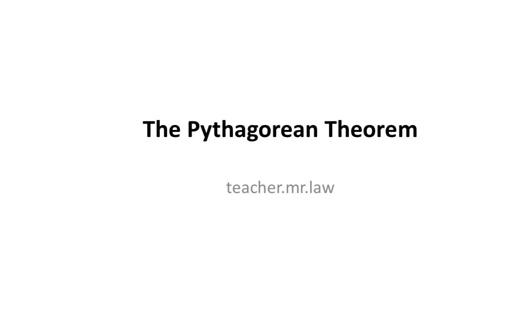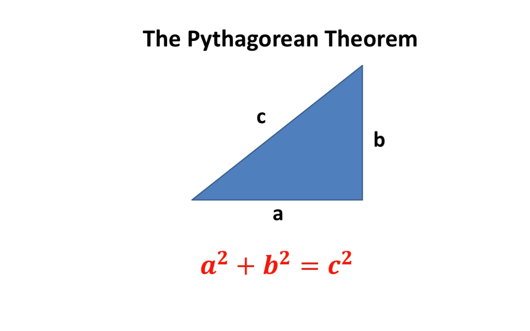In today's lesson, we'll be learning about the Pythagorean Theorem. The Pythagorean Theorem is a relationship between the side lengths of a right triangle. If you recall, a right triangle is a triangle that has a 90-degree angle. We use a little square to indicate that 90-degree angle.